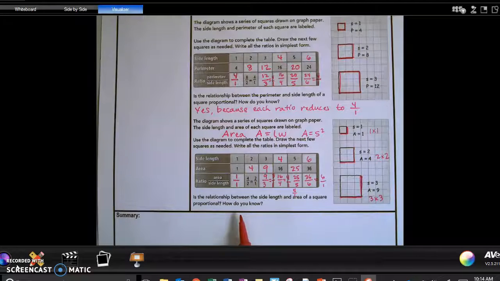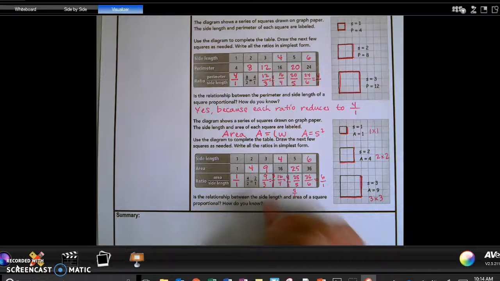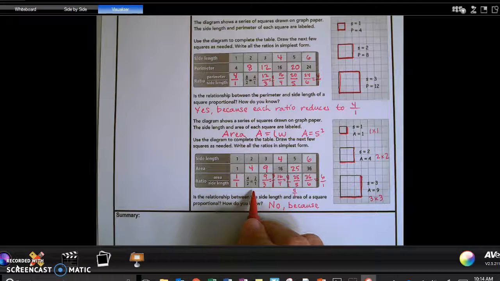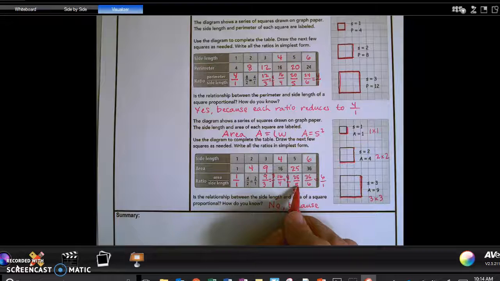So this time, if we're asking if the relationship between side length and area of a square is proportional, I would say no, because we don't have a common ratio. We have a different ratio each time.